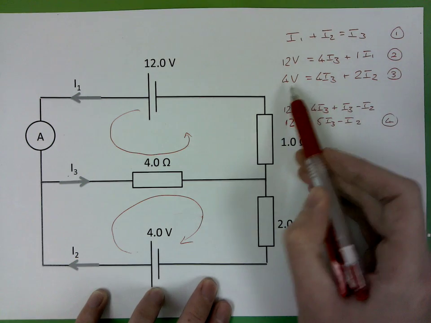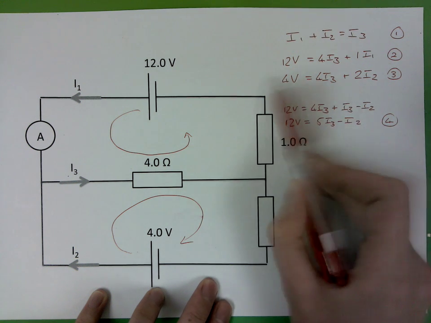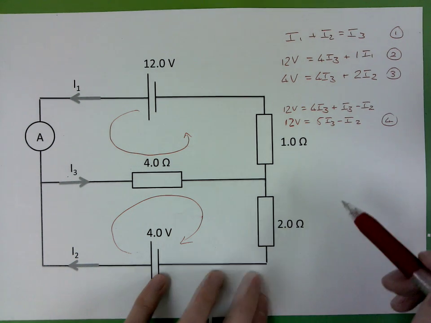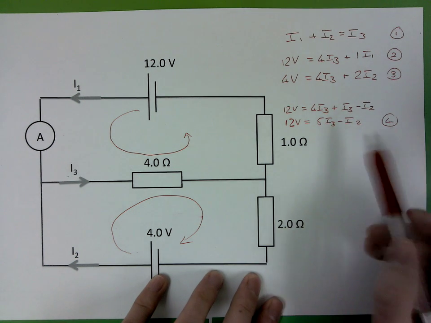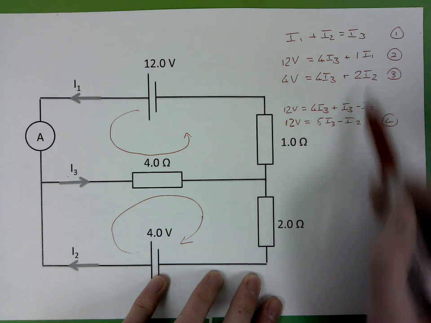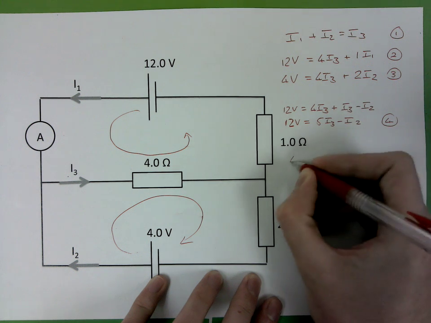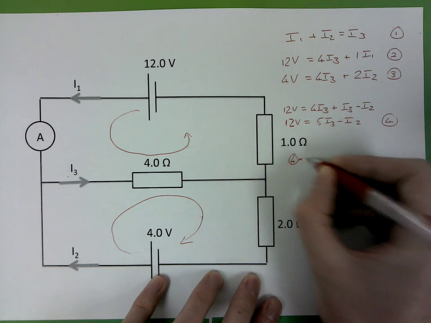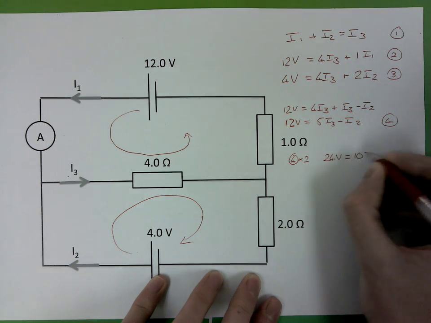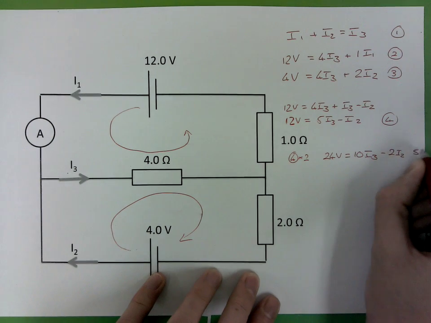We've now got 2 equations that have I3 and I2 in them. This one, number 3, and this one, number 4. So it's important to now get the same number of one of these terms. So I'm going to double up equation number 4 to get 2I2 in both equations. I'm going to write a little commentary. I'm going to do equation number 4 times 2, which gives 24 volts equals 10I3 minus 2I2. Call that number 5.